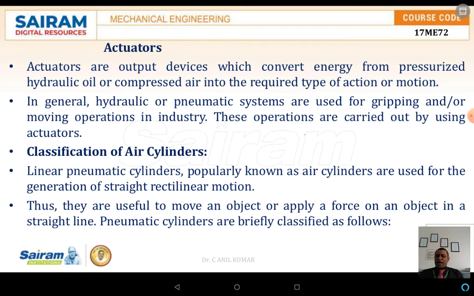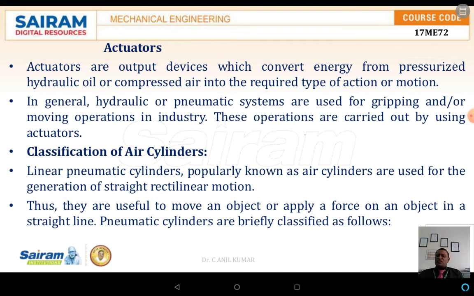Now, the actuator or the output device converts the pressurized energy, either pneumatic or hydraulic, into actuation or motion, that is, mechanical energy. In general, hydraulic or pneumatic systems are used for gripping or moving operations in industry. These operations are carried out by using the actuators only.